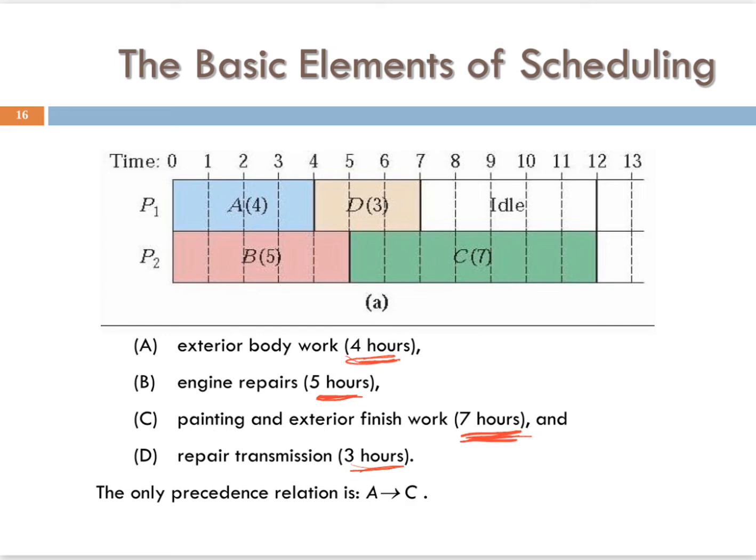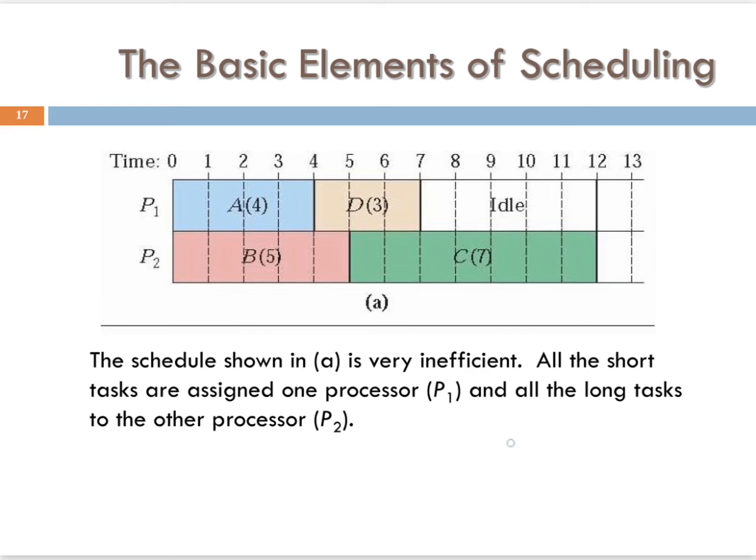The only thing that we really care about that we can't do before something else is we obviously can't paint the exterior if we haven't done the exterior body work yet. So A is before C. So we can't do C until we've done A. So let's look at Schedule A.